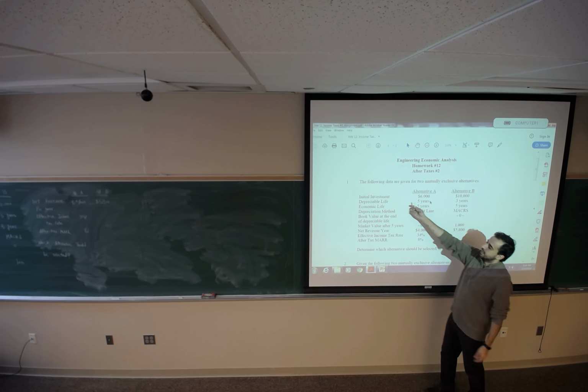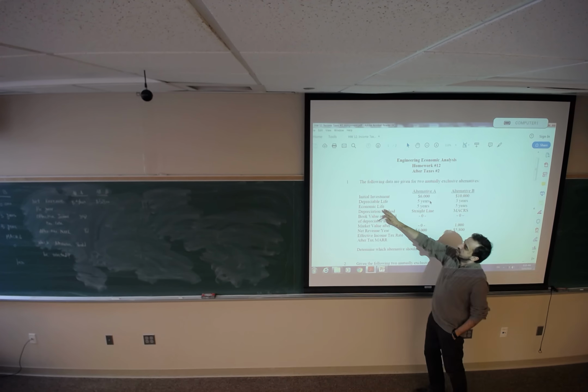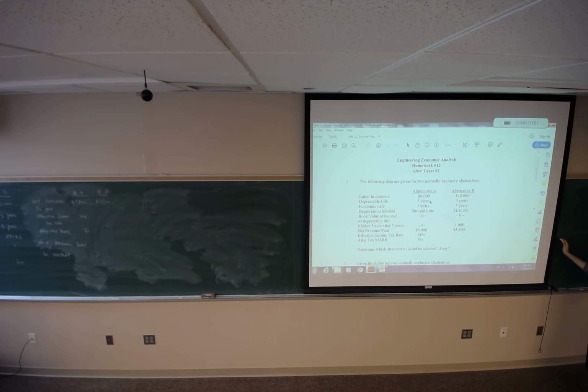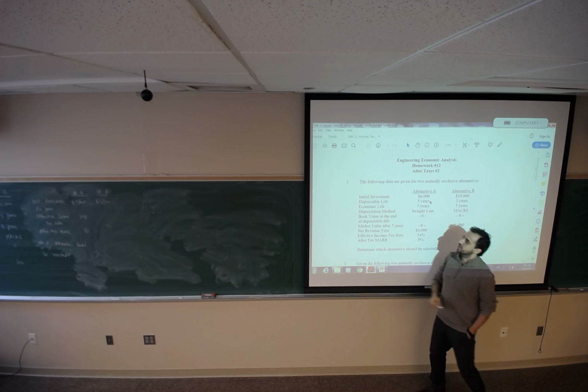All right, we are given two alternatives. These two are investment projects. They can be two equipment that they would like to purchase. But here we are given the two investment projects, alternative A and alternative B, and some information have been provided. So alternative A needs $6,000 for initial investment.